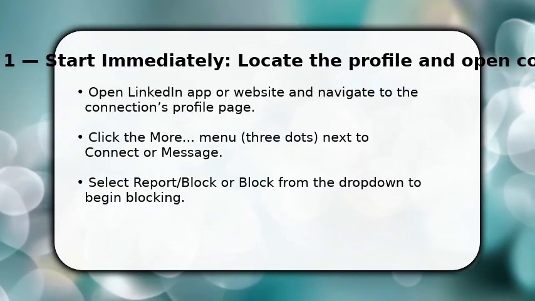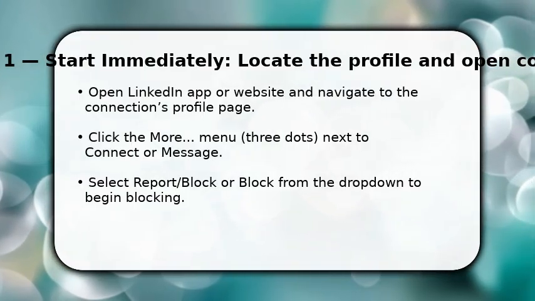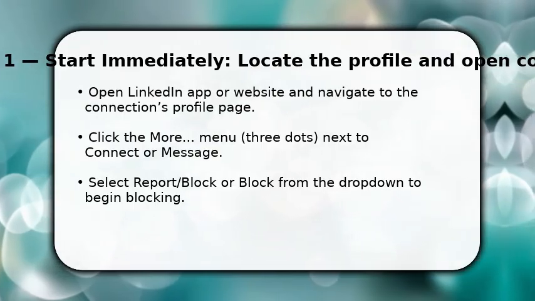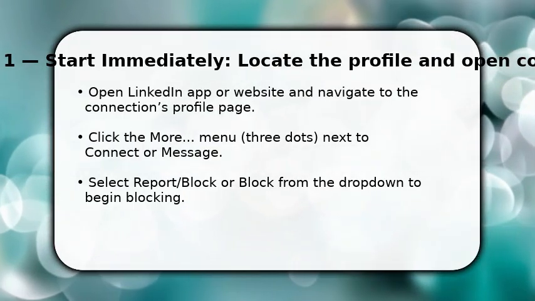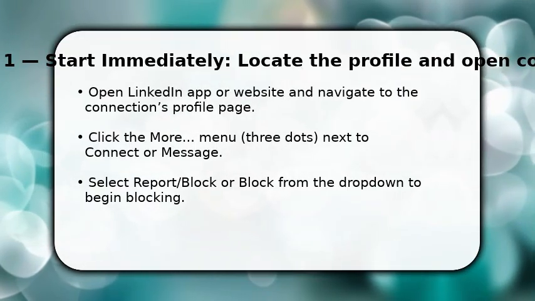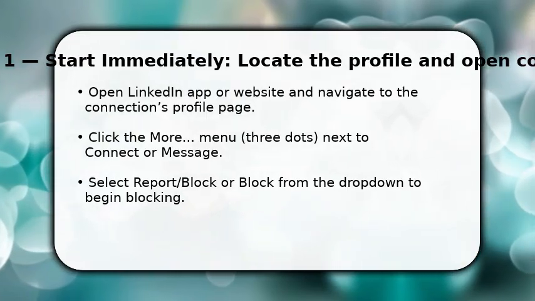You're on the profile now, so act. Click the 3 dots beside message or connect to reveal actions. This is where blocking lives. Once you select report/block, choose block to stop profile access and messages immediately. Make sure to confirm the block when prompted because that final step enforces it across devices.